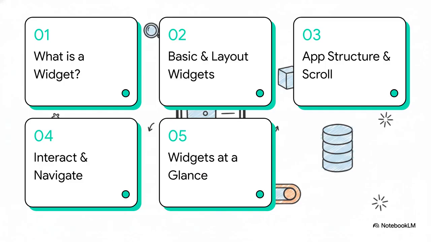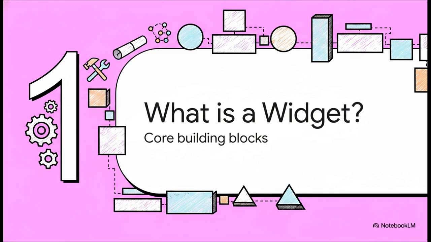get into it. Now, to keep from feeling completely overwhelmed by a million different components, we'll use a simple building blocks approach. We're going to cover what a widget actually is, basic and layout widgets, app structure and scrolling, interaction and navigation, and then we'll wrap it all up by looking at all the widgets at a glance. All right, let's kick things off with part 1.